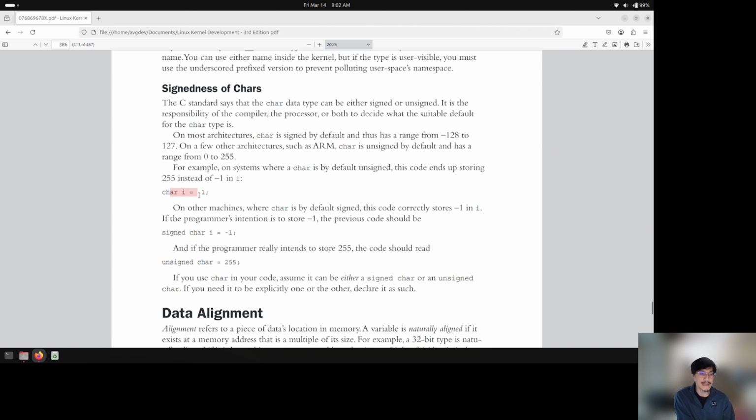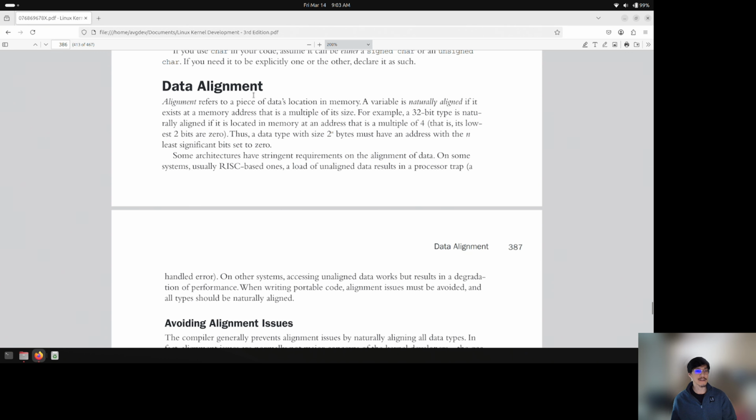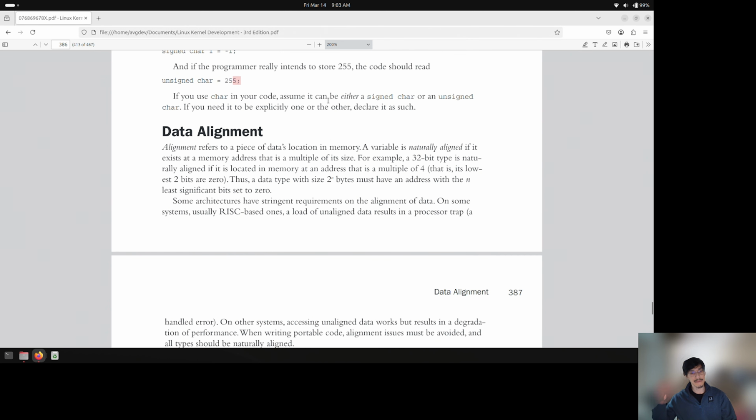So char i = -1, that's 255. On other machines where char is default signed, this code correctly stores -1 in i. If the programmer's intention is to store -1, the previous code should be signed char i = -1. And if the programmer really intends to store 255, the code should read unsigned char i = 255. If you use char in your code, assume that it can either be a signed char or an unsigned char. If you need it to be explicitly one or the other, declare it as such.